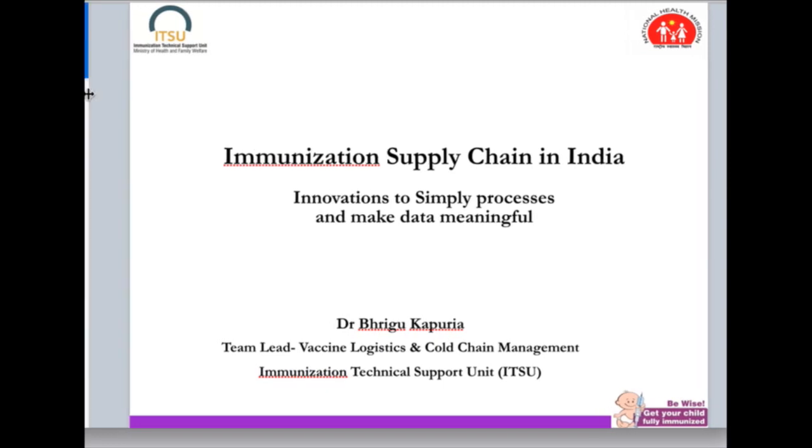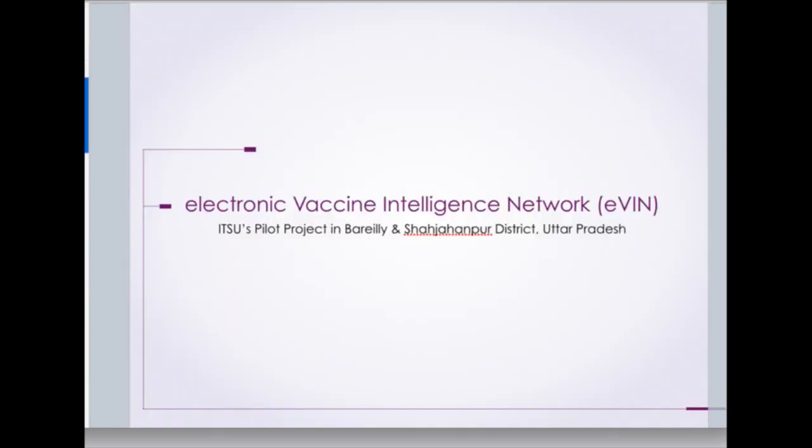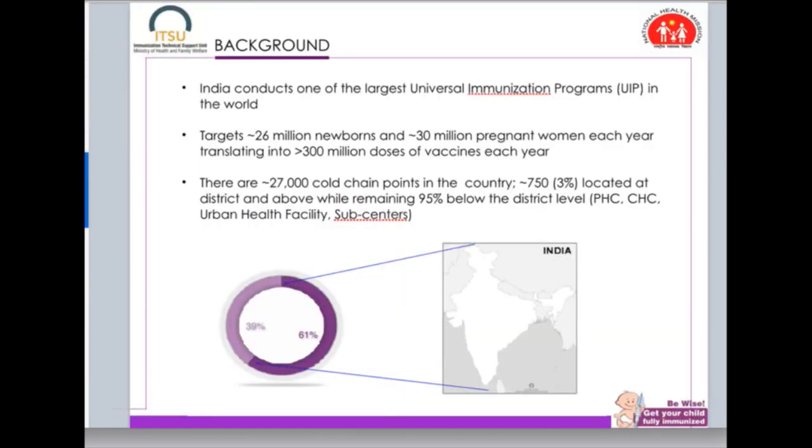To give you a quick background, India is large, and we run one of the largest immunization programs in the world. The annual target is around 26 million newborn children and 30 million pregnant women every year for primary vaccination. I don't talk about boosters. We manage this entire system of cold chain and vaccine logistics through around 27,000 cold chain points. Around 90 to 95% of the points are at sub-district level. When I say sub-district, I mean villages, towns, small areas, and all those.